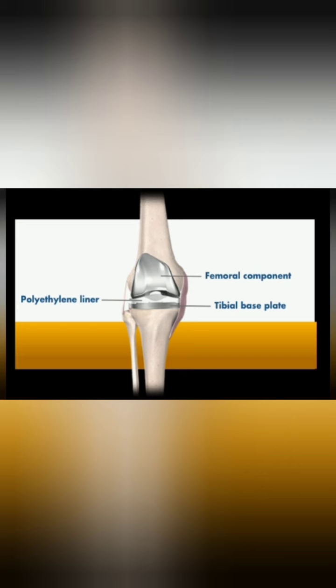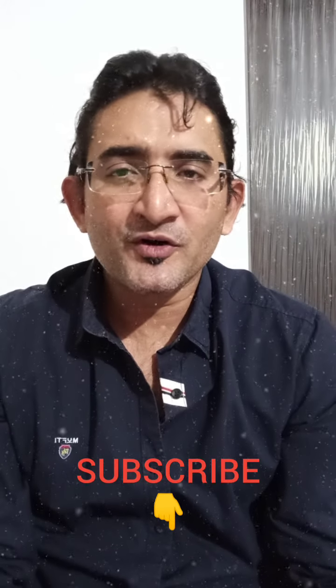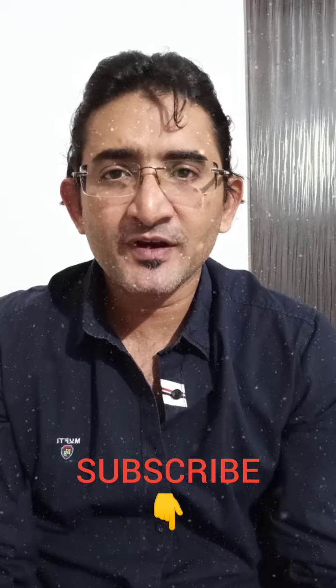So knee replacement consists of replacing all the bone surfaces which are degenerated, and that's how it looks in our body. So that was something about osteoarthritis and degeneration of the knee joint.